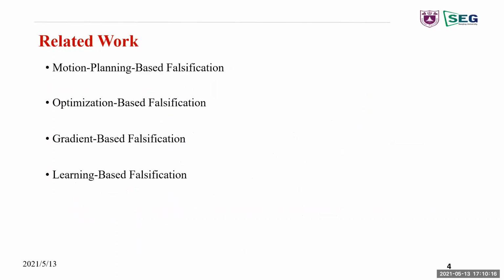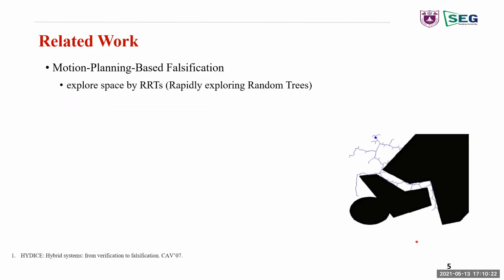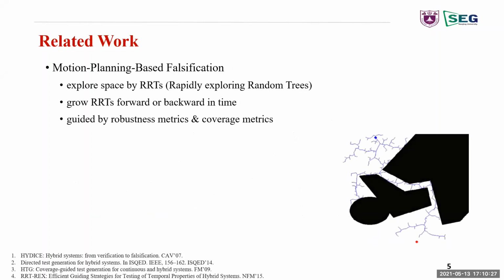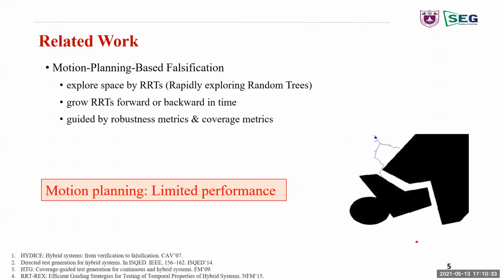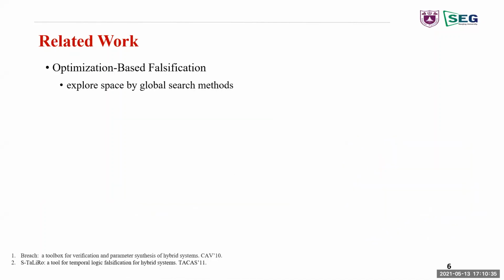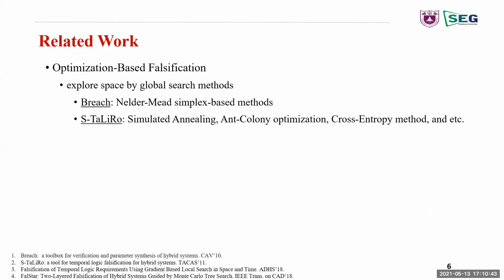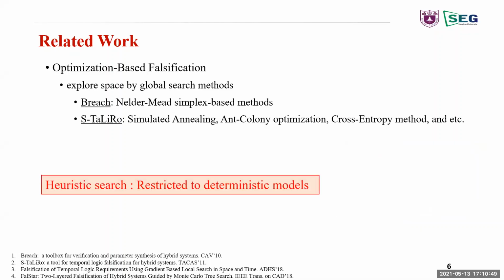The falsification of hybrid automata is conducted mainly in the following 4 directions. Motion planning-based methods explore space by RRTs. They grow RRTs forward or backward by time. Although RRT algorithms are successful in many areas, they show limited performance in HA falsification. Optimization-based methods apply heuristic global search to explore space. Breach and S-TaLiRo are two mature falsification tools with multiple heuristic optimization methods provided. These optimization-based methods are designed only for deterministic hybrid automata.